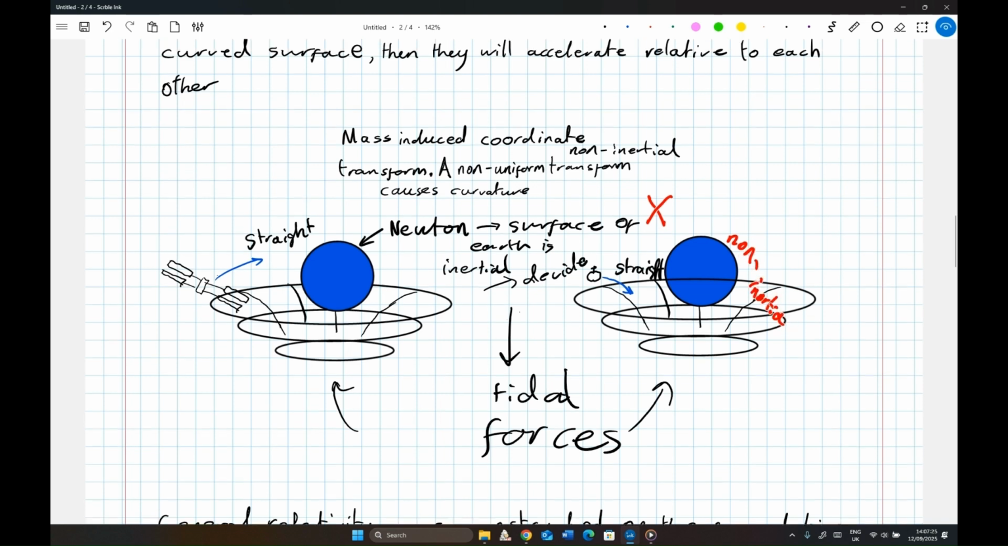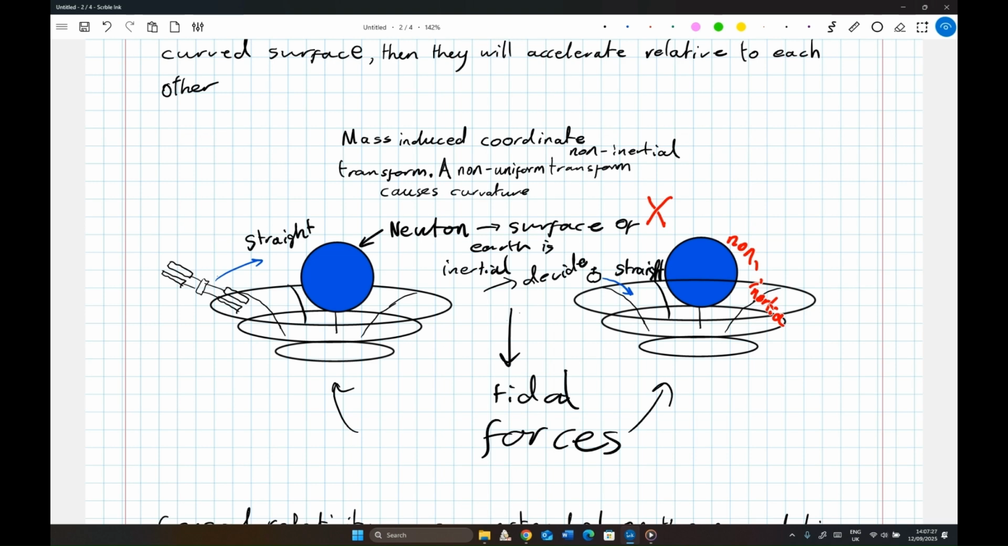And therefore, when people show you this model, they are showing you a mass-induced non-inertial coordinate transform, and the non-uniform transform, essentially mimicking an acceleration outwards in all directions, causes the curvature that you see, which will allow satellites and apples to accelerate relative to each other.